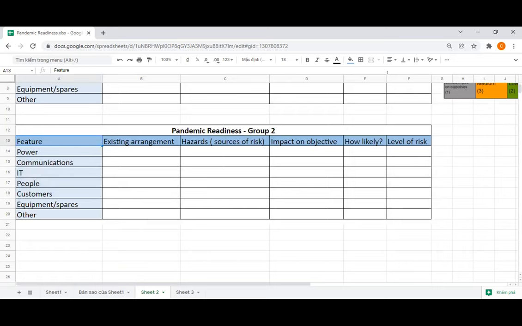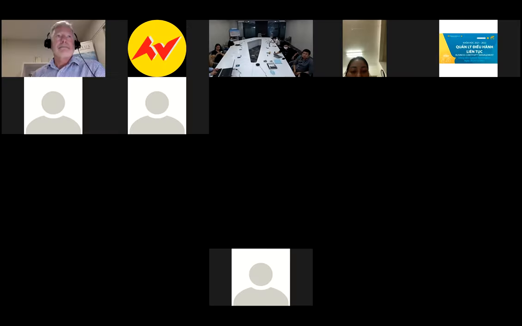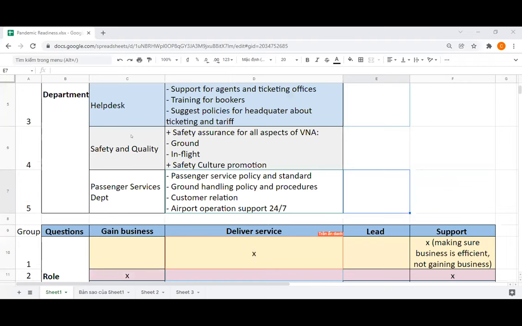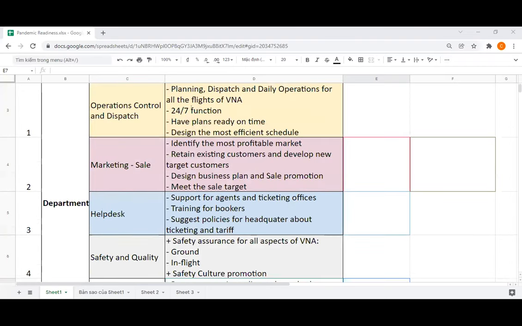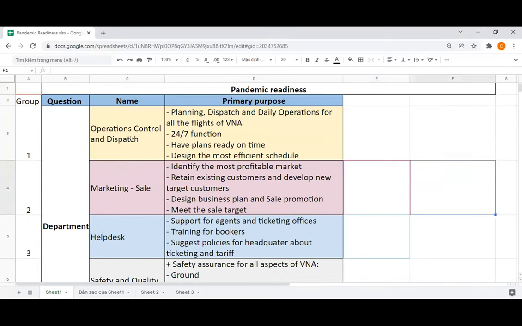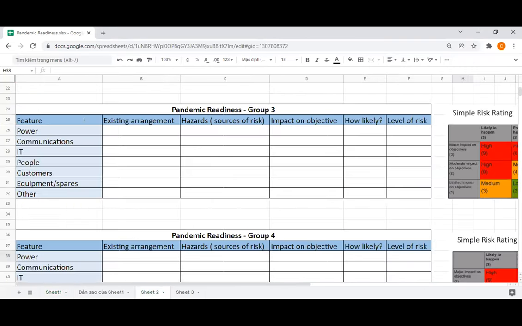Joran, are they using the same department examples from the first one? Yes. Maybe it would be useful just to write in the chosen department at the top of each table. And it might be clearer if instead of the word feature on the left, we say service required. Yeah, that's probably going to be clearer, I think.